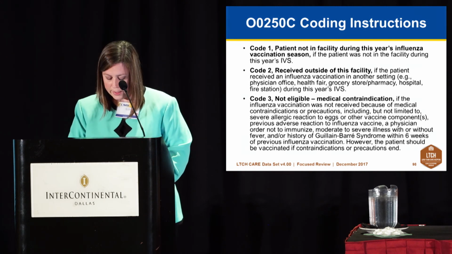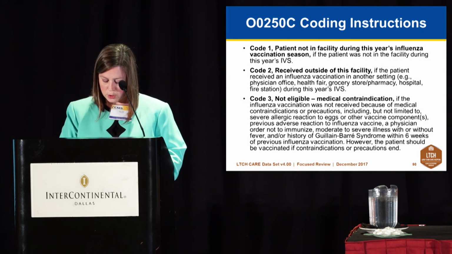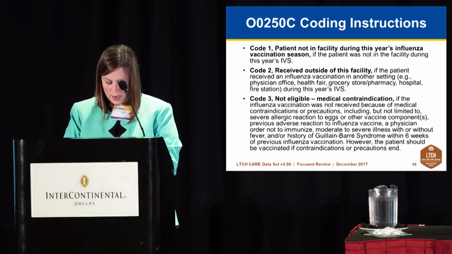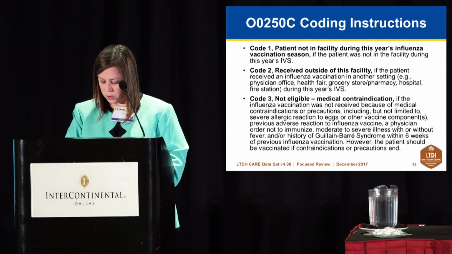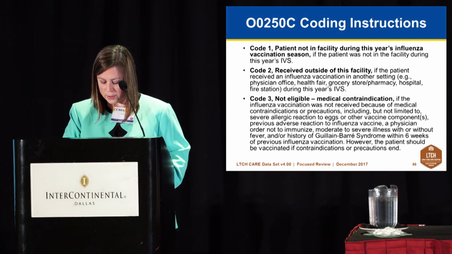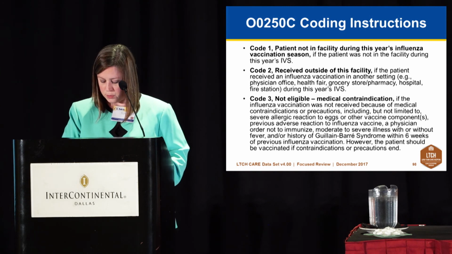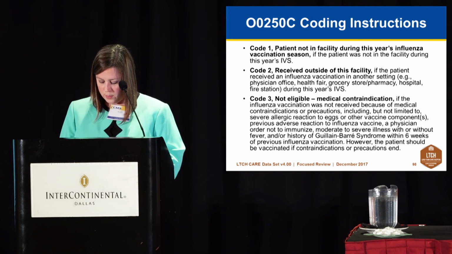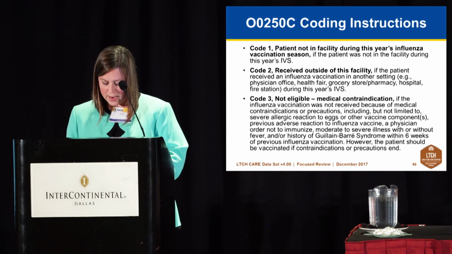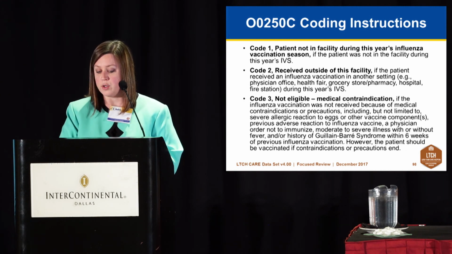We code 3, not eligible, if the patient has a medical contraindication, if the influenza vaccination was not received because of the contraindication or precautions. This could include allergic reactions to eggs or other vaccine components. It can include a previous reaction or a physician order not to immunize, history of Guillain-Barré syndrome within 6 weeks of the previous influenza vaccination. However, the patient should be vaccinated if the contraindications or the precautions end for some reason.